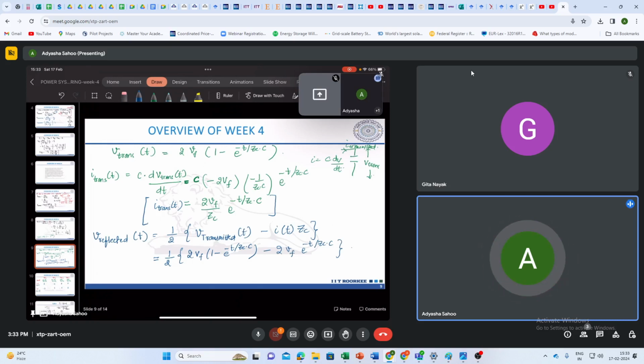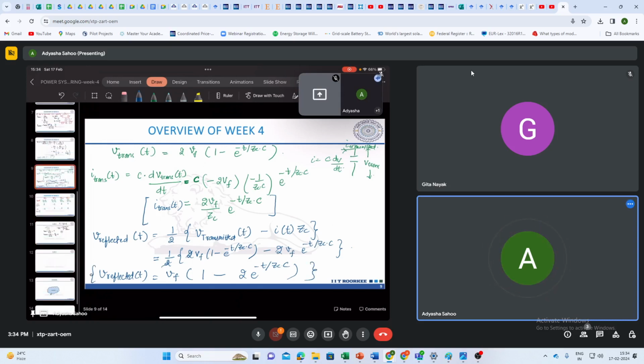So 2 will cancel out from the whole. V_F you can take common. So you get 1 minus 2e^(−t/Z_C C). That is your reflected voltage. This was in case of your capacitor.